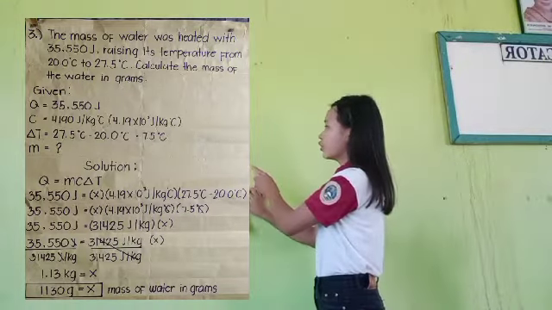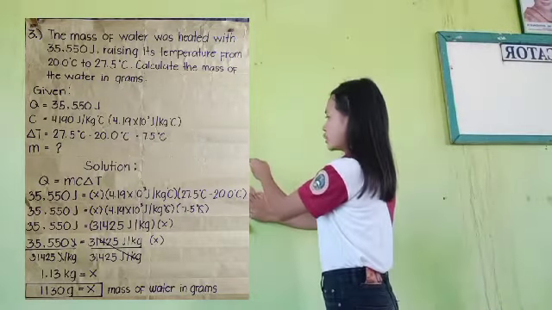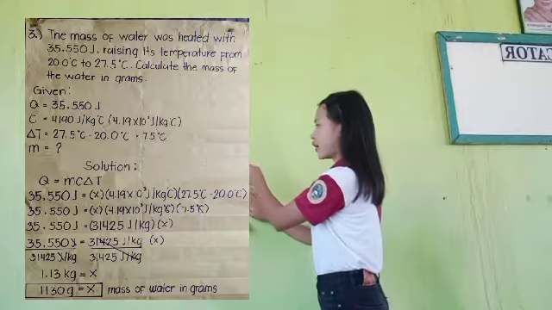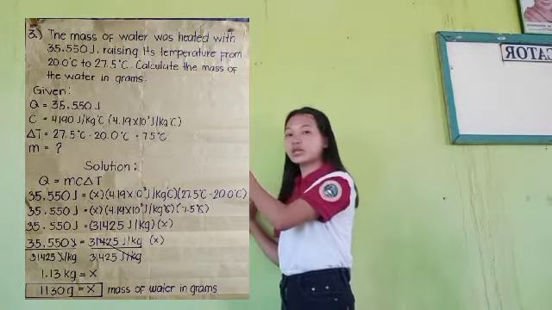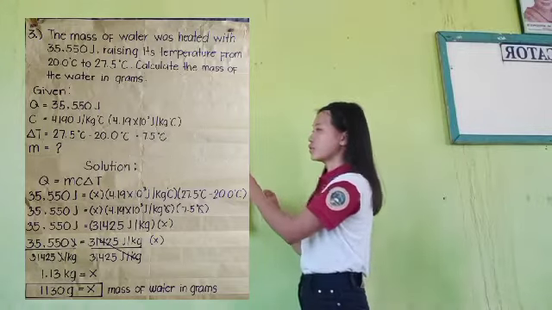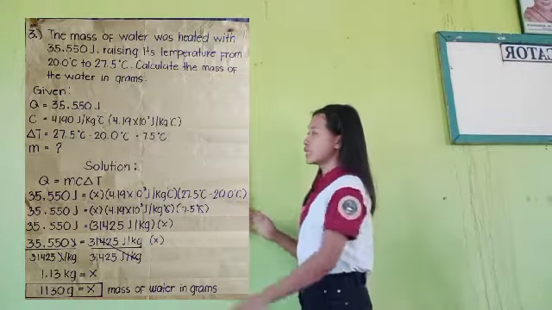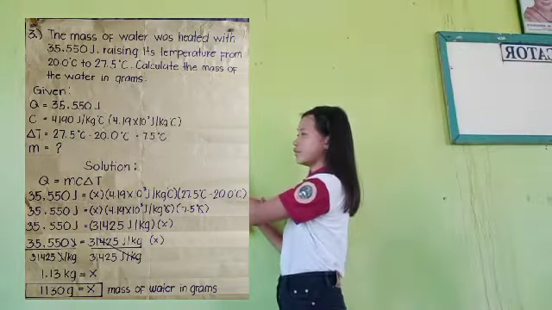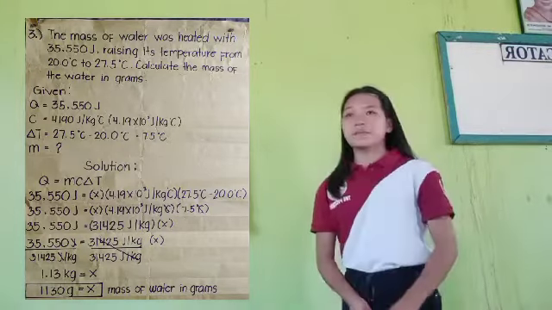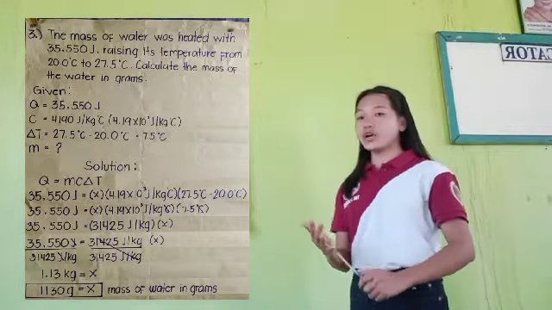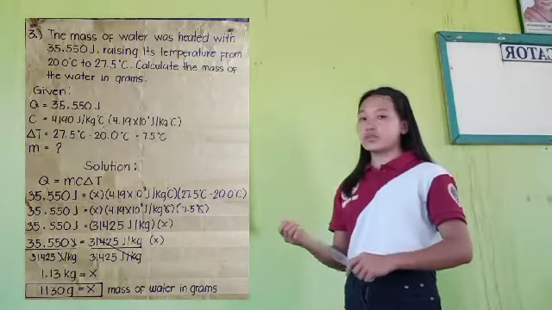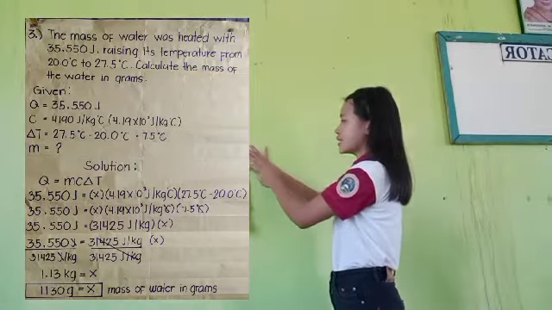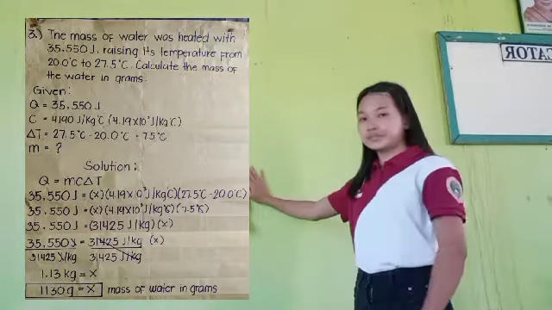Delta T, or its final temperature, which is 27.5 degrees Celsius, minus its initial temperature, which is 20.0 degrees Celsius, is equivalent to 7.5 degrees Celsius. And what we're asked for is the mass of the water in grams. So mass is the missing variable here.